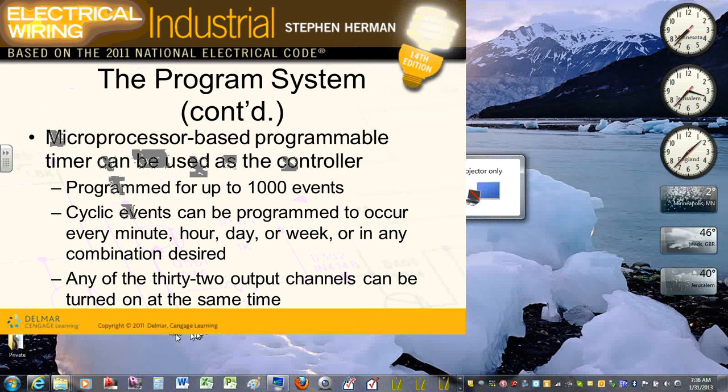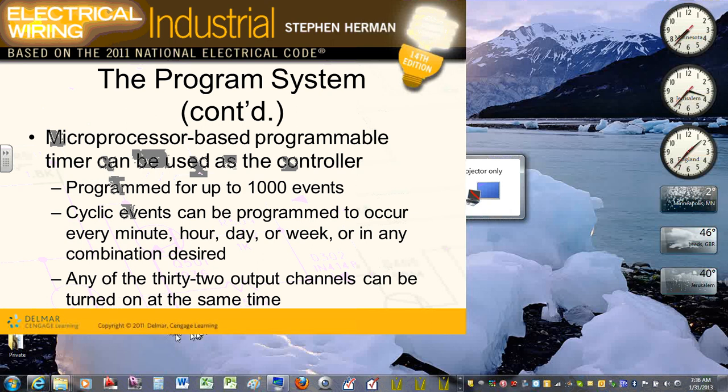Base programmer timer can be used as a controller. So that's your controller. Programmed for up to 100 events, 1,000 events, and even more now with the digital. So you can send so many signals at so many different times to so many different locations. Does that make sense? The communication that you can do. You can do cyclic events, which can be programmed to occur every minute, hour, day, week, or a combination of any of these. Any of the 32 output channels can be turned on at the same time.